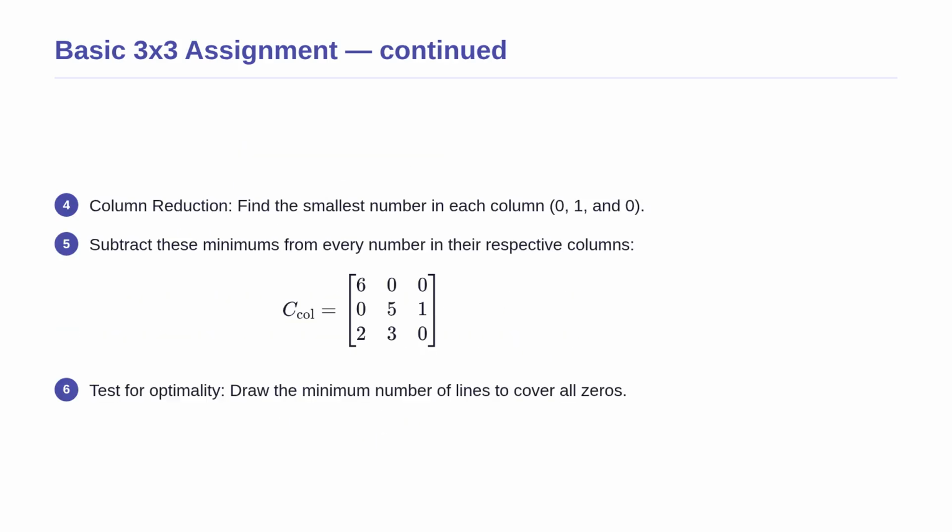Continuing with our problem, we now have zeros representing the relatively cheapest options for each worker. The next step is column reduction. We look at our new matrix, find the smallest number in each column and subtract it from every number in that column. In the first column, we subtract 0, in the second, 1, in the third, 0. Now we have a matrix with zeros in both rows and columns. The next step is to test if we have enough zeros to make a perfect assignment by drawing the minimum number of straight lines needed to cover all the zeros.